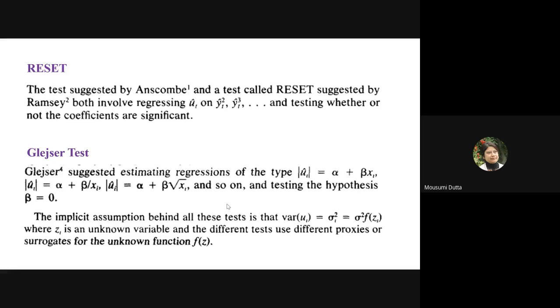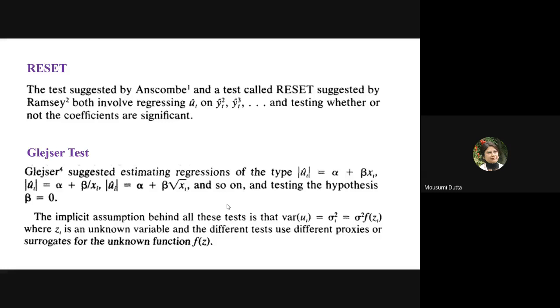Ramsey test. In this case, instead of regressing ui hat square on the xi's, they suggested to run the regression where ui hat will be regressed on yi hat square, yi hat cube, etc. Okay, so they are calculating y hat values and then they are taking square, cube, etc. and regressing ui hat, that is the residual, on yi hat square, yi hat cube, etc. Okay, so this is another procedure.